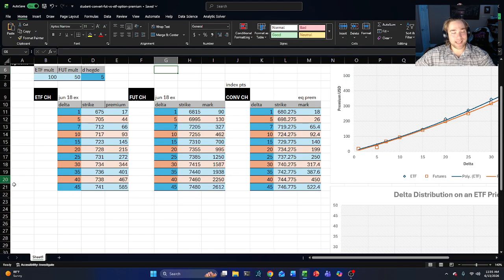Now we have our ETF chain. These are fixed. We're looking at out of the money. So we have our 1, 5, 7, then 10 through 45 in units of 5 for deltas. We put in the strike and the premium. So we're not looking at the mark of the option. We're looking at the total premium. So we put that in.